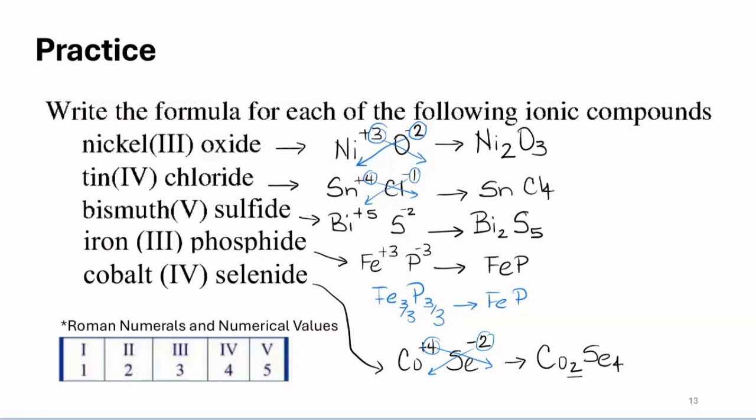Since cobalt subscript is 2 and is divisible by the subscript in selenium, that means that cobalt subscript becomes 1, selenium subscript becomes 2, and since a subscript of 1 is omitted, the correct chemical formula for cobalt 4 selenide is CoSe2.